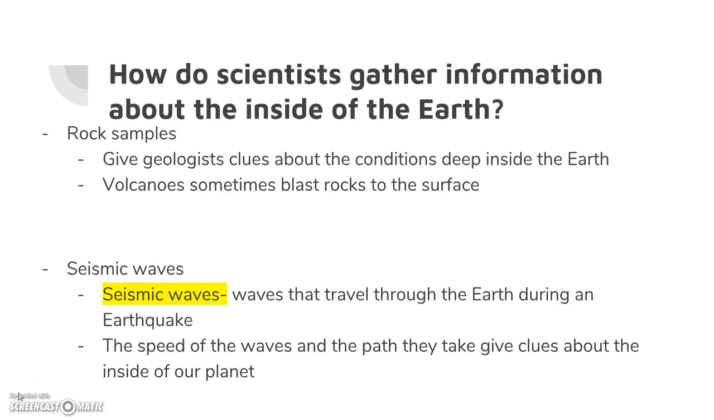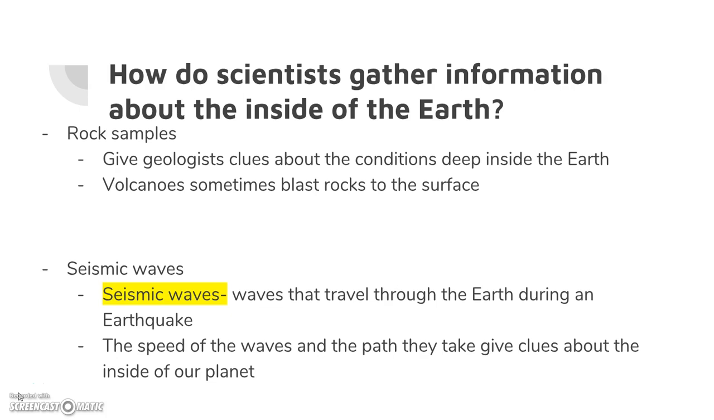So first of all, how do scientists gather information about the inside of the Earth? Well, they use two things: rock samples and seismic waves. Rock samples give geologists clues about conditions deep inside the Earth. A lot of the times volcanoes will blast rocks to the surface, and scientists can use those to figure out what's underneath our feet. The second is seismic waves.